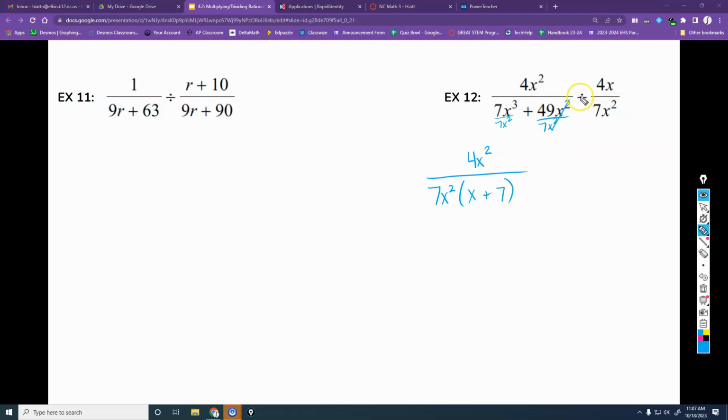All right, now this is a division problem. So dividing fractions is easy as pie. I have to flip the second and multiply. So my 7x squared is going to go on top. My 4x will be on bottom. So what do you guys see that can cancel?